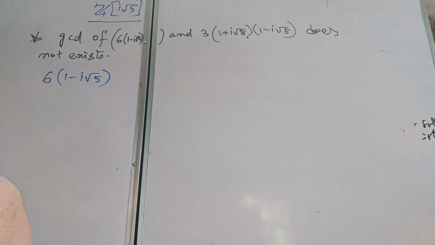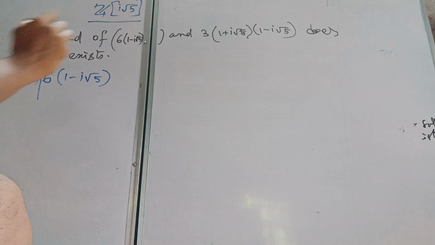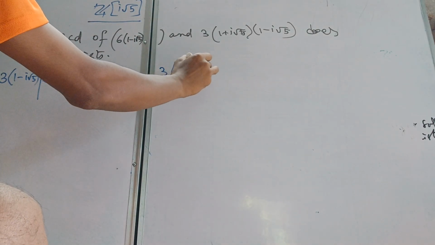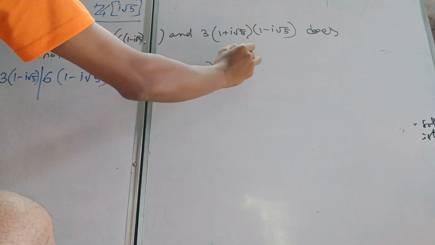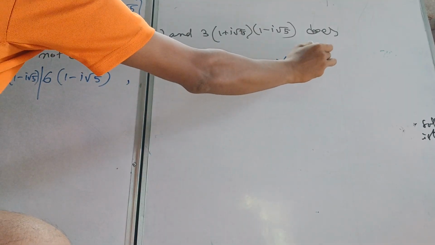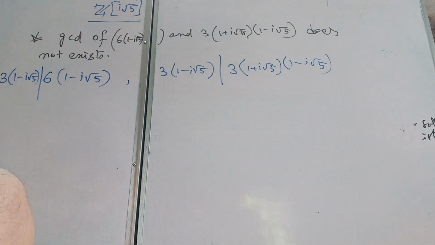obviously this one is divided by 3 times 1 minus i root 5, and here again 3 times 1 minus i root 5 also divides this one, 3 times 1 plus i root 5 multiplied by 1 minus i root 5. Not a problem at all.